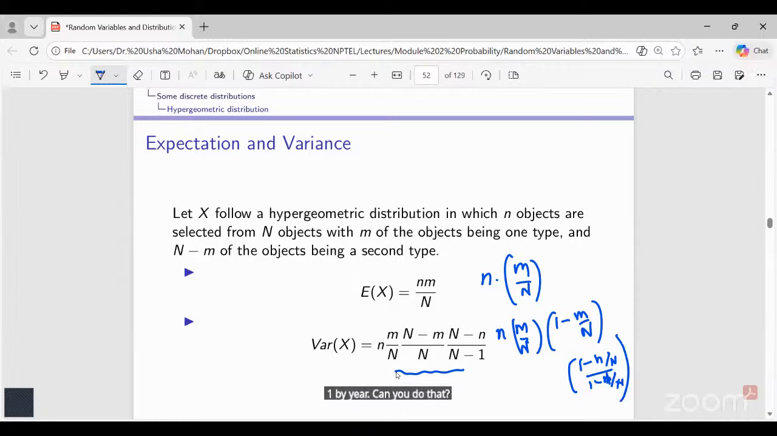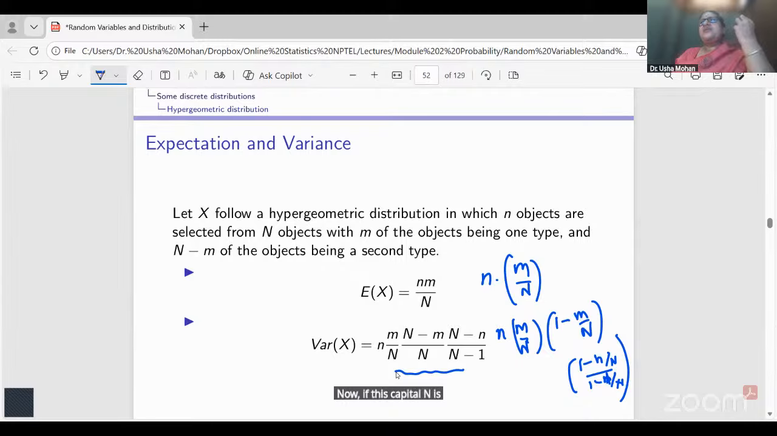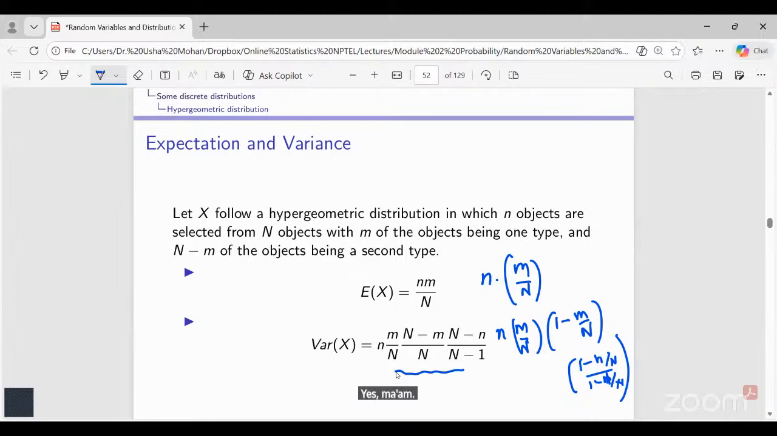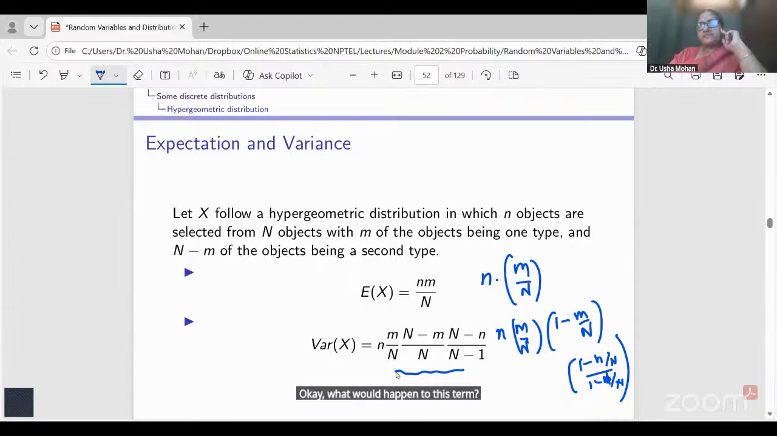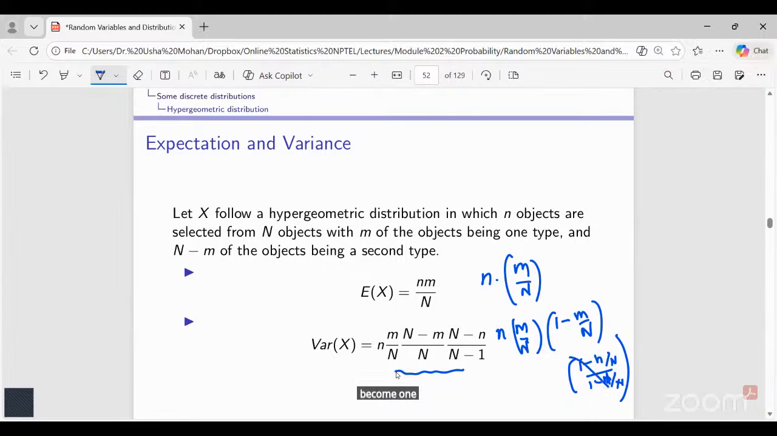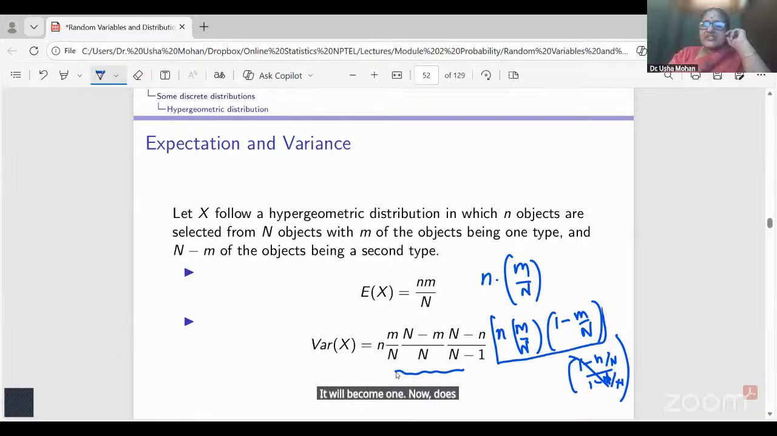Now, if this capital N is really, really large, what would happen to this term? It will become 1. Now, does this resemble something in that case?